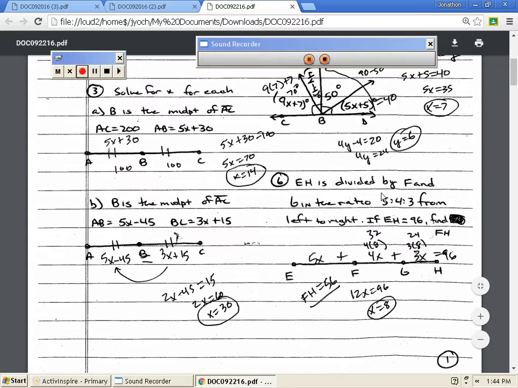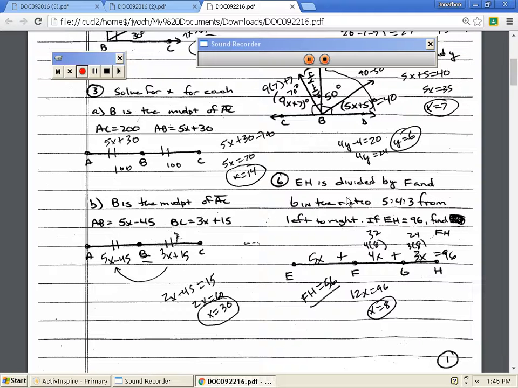Alright, take a look here at number 3. Solve for x. B is the midpoint in each. So, 5x plus 30. Set that equal to 100. Now it's 200. AB is half of 200. You get x is 14. B is the midpoint again, guys. These two segments are equal. Subtract 3x from both sides. Add 45. You get x is 30.